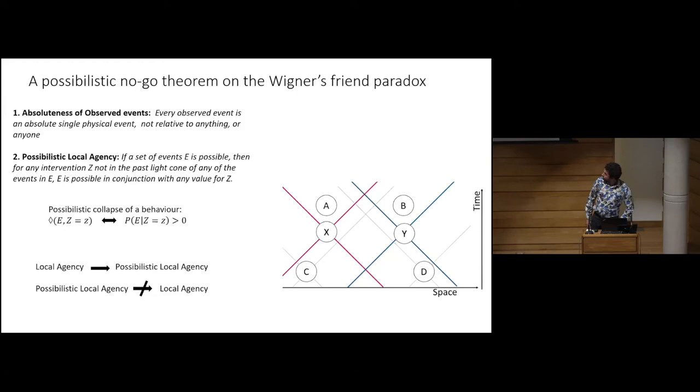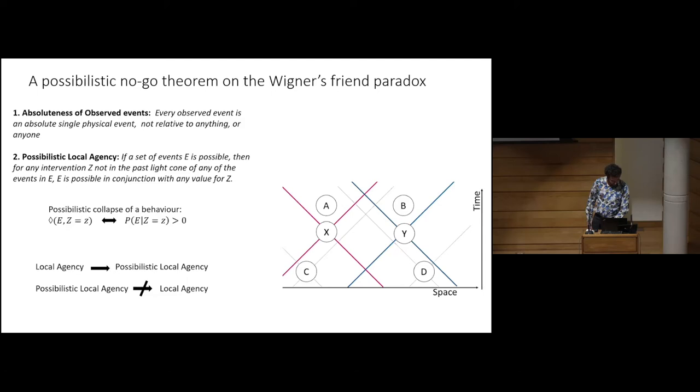First principle is the same as before, absoluteness of observed events. Second one, we replace local agency with possibilistic local agency, which says that if a set of events is possible, then for any intervention Z which is not in the past light cone of any of those events, the set of events is possible in conjunction with any value for Z. Maybe it sounds a little bit contrived, but the intuition is still the same. So local agency said that an intervention is uncorrelated with events outside the future light cone. Well, if an event is outside the future, then the intervention is not in its past. So it's like saying that whatever is possible outside the future doesn't care about that intervention.